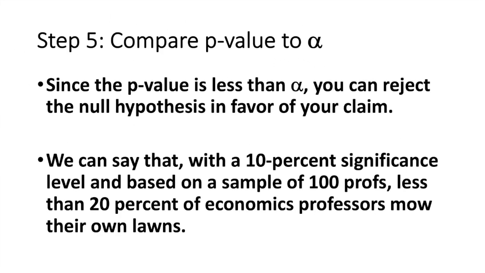So to wrap things up, since our p-value, about 2.3%, is less than the alpha, or the significance level we set, which was 10%, we can reject the null hypothesis in favor of the claim that I had. In other words, we can say that with a 10% significance level, and based on a sample of 100 professors, less than 20% of economics professors mow their own lawns. Again, that makes sense, given that economics professors think a lot about the opportunity cost of their time, so they're probably more apt to pay somebody else to mow their lawn so they can do things like make videos about applied economic data analysis.